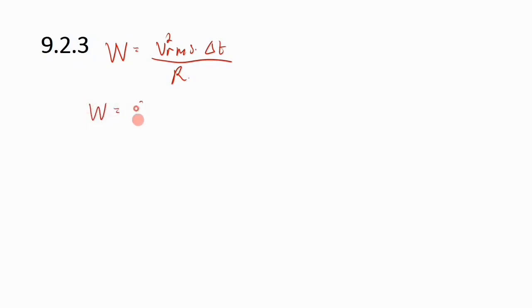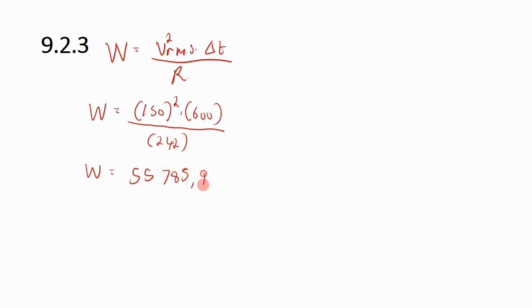So let's substitute. You substitute the 150 and square it, then here we have 600, and our resistance is 242. Then it's just a matter of punching all this in your calculator, and you have 55,785.12 joules.